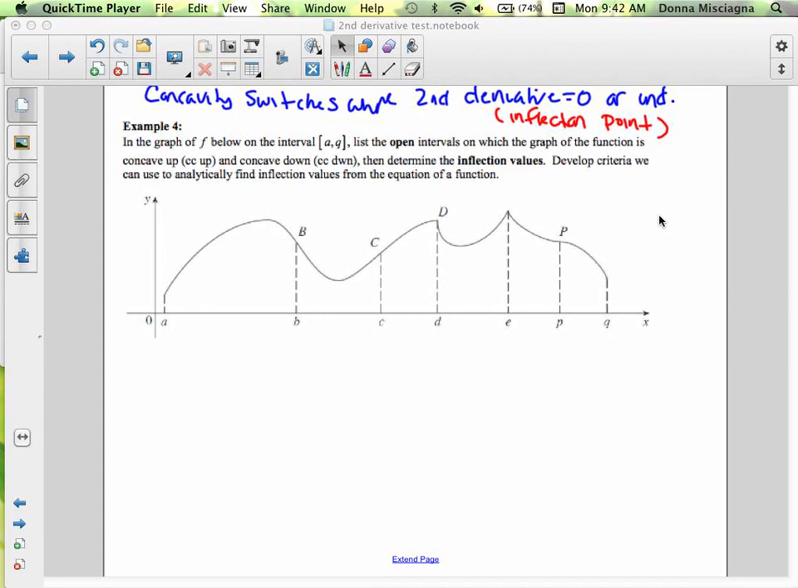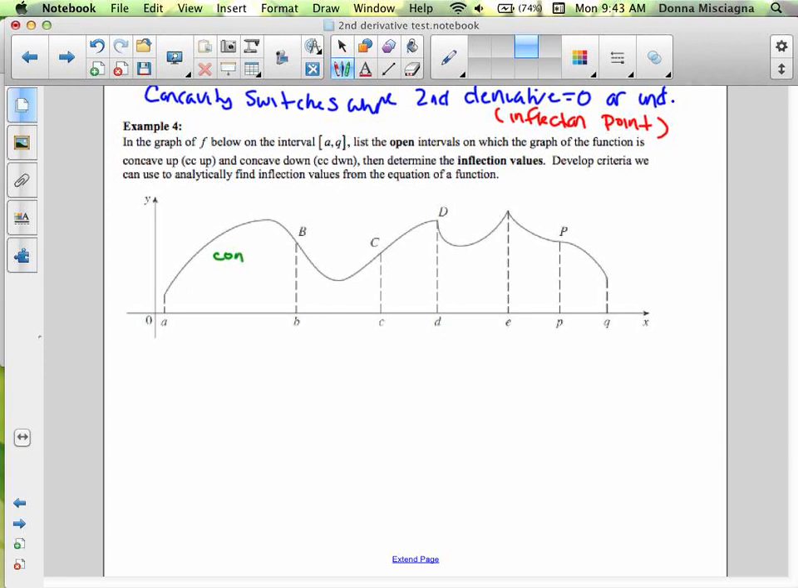All right, so concavity switches where the second derivative is 0 or undefined, and those are our inflection points, right? So inflection points are where we switch concavity. All right, so let's take a look. All right, so our graph from A to B is concave down.